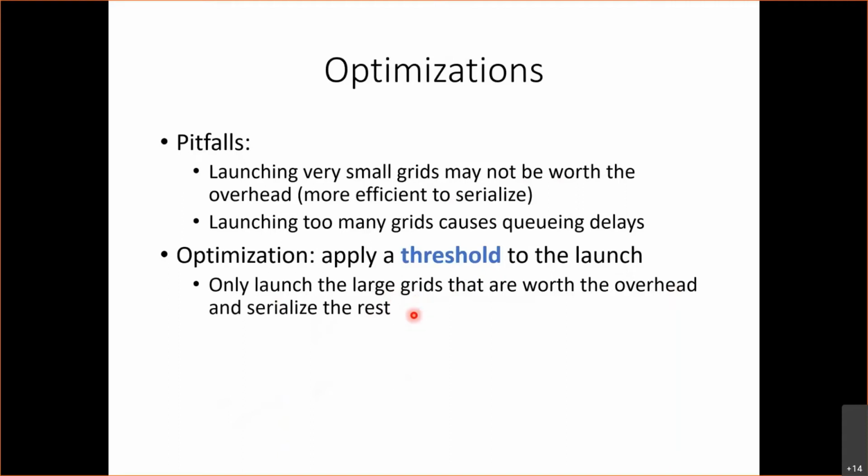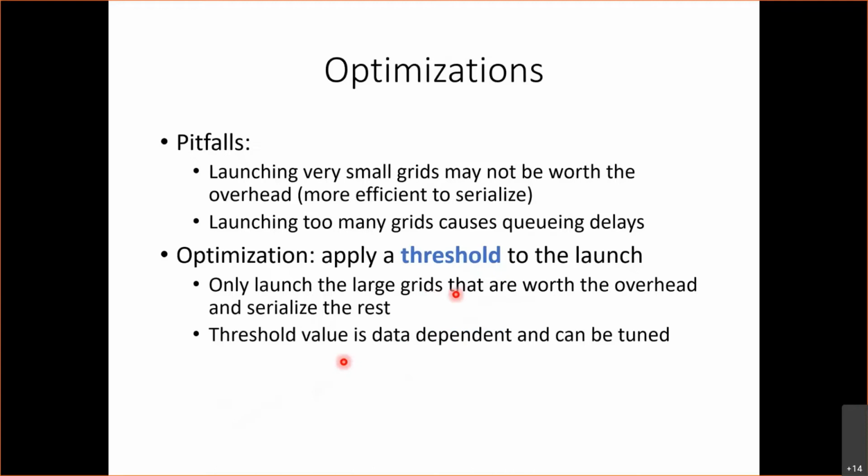And here, the threshold that we pick is going to depend on our data set. Because different data sets, so different graphs, will have a different distribution of their degrees. So what is the best threshold is going to depend on how the degrees of the vertices in this graph are distributed. The threshold value is going to be data dependent, and this is something that we can tune.